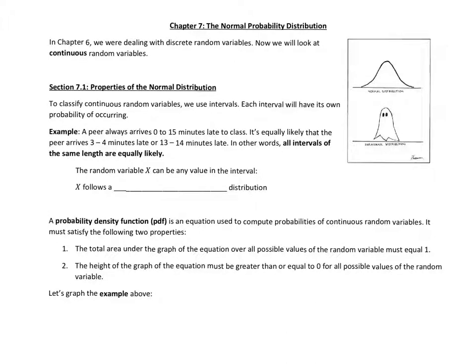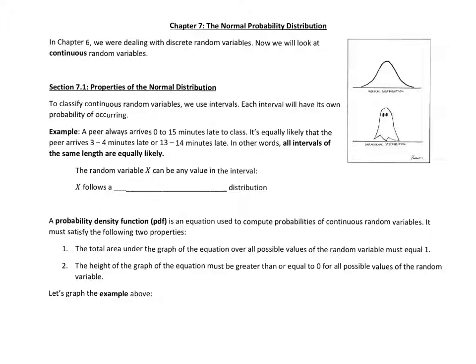Welcome to section 7.1. We're beginning a new chapter, chapter 7, and chapter 7 is called the normal probability distribution. So we're going to discover a new distribution. And the difference between this and chapter 6: in chapter 6 we are dealing with discrete random variables. In chapter 7 we're going to be looking at continuous random variables.